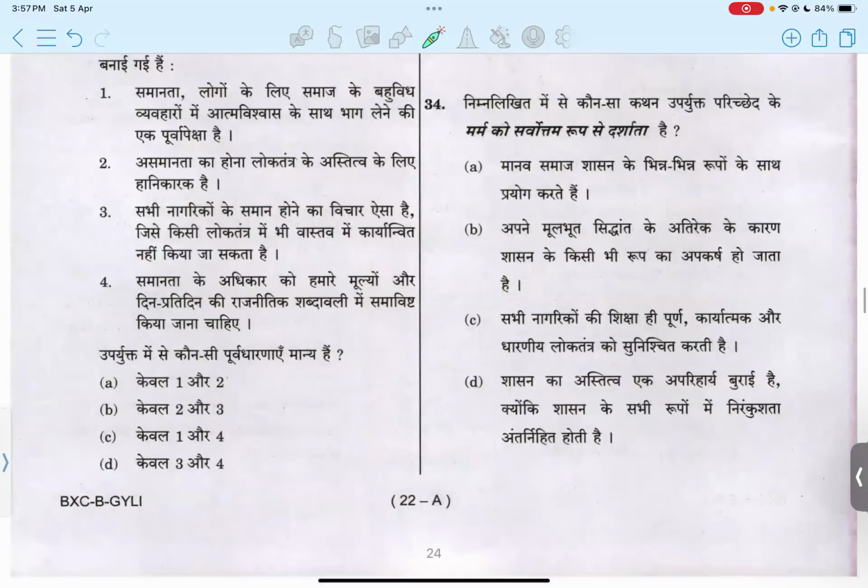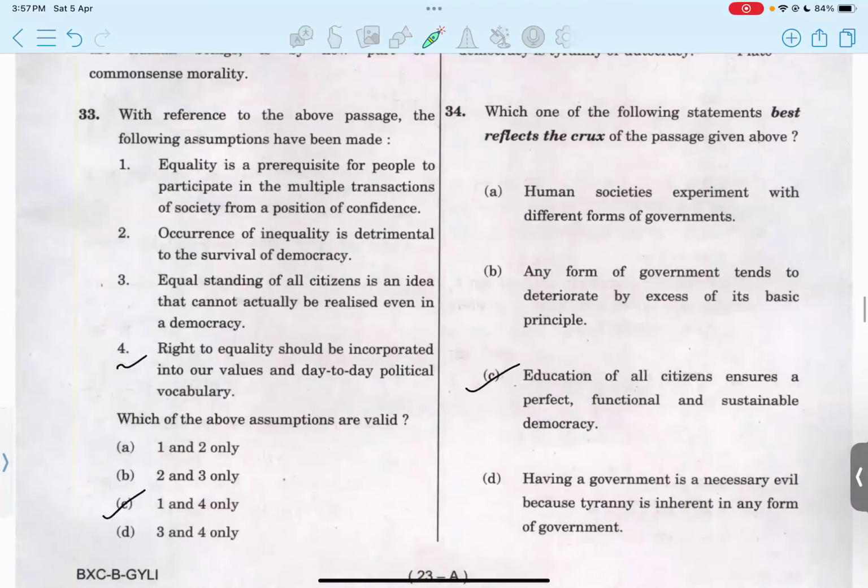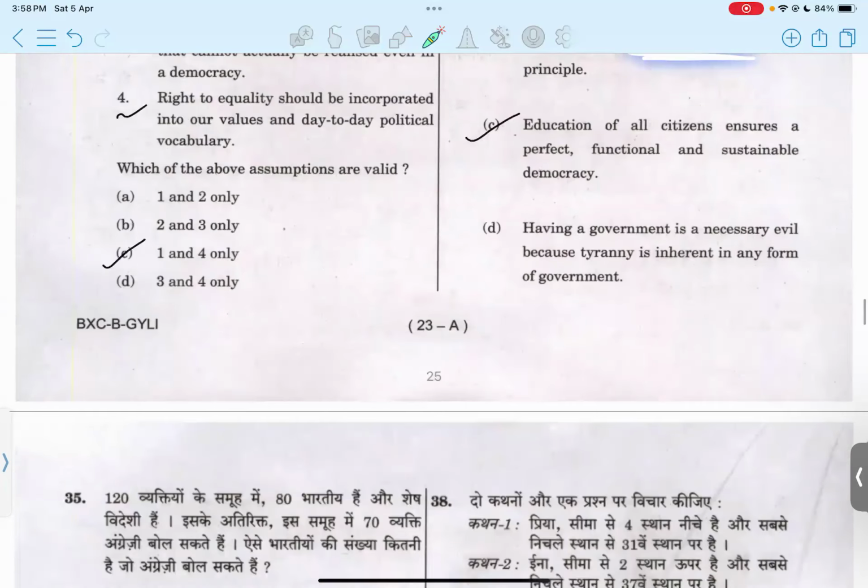Then a few more passages. So to identify the assumption here, option number 1 and 4 should be valid. Option C. In 34th, the crux of the passage, I guess, is option number C. Option B. B, any form of government tends to deteriorate by excess of its basic principle. Okay, but both things are being discussed in the passage, because at the end it is talking about education of citizens is important to ensure sustainable democracy. Excess has also been discussed.